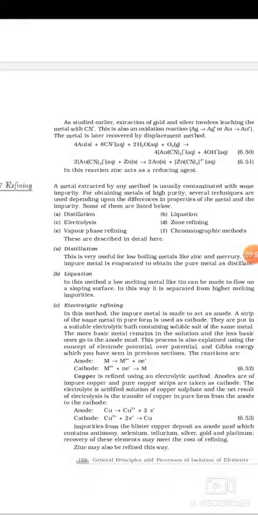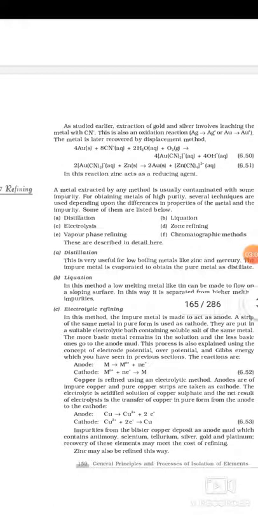These are described in detail here. Number 1, distillation. This is a very useful method for low boiling metals like zinc and mercury. The impure metal is evaporated to obtain the pure metal as distillate. So this method is used for low boiling metals.